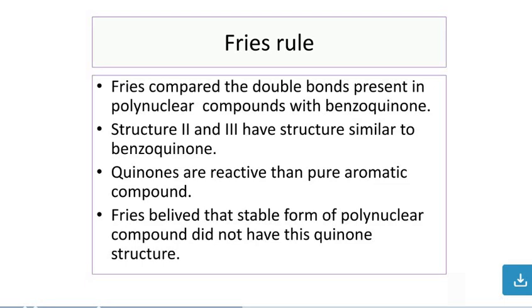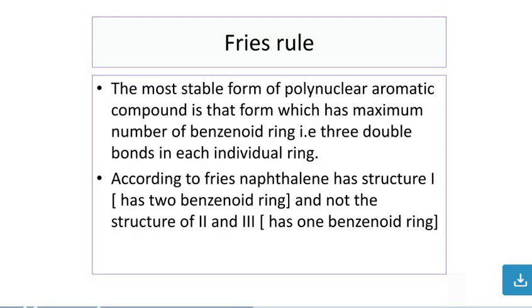Structures 2 and 3 have a structure similar to benzoquinone. Quinones are more reactive than pure aromatic compounds. Fry believed that a stable form of polynuclear compound does not have this quinone structure. So the most stable form of polynuclear aromatic compound is that form which has the maximum number of benzenoid rings and 3 double bonds in each individual ring.